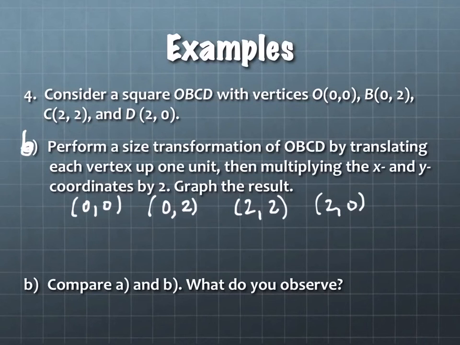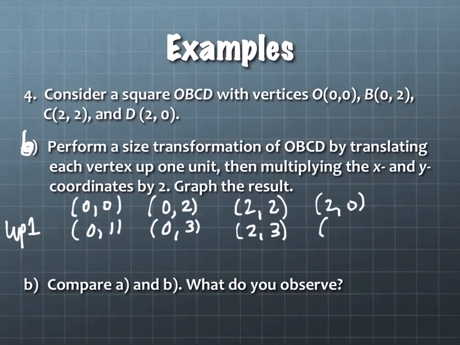Okay, so the first thing we're going to do is translate up 1 unit. So up 1 unit, did I read that right? Up 1? What is up 1 going to do again? Add 1 to the y value. So I've got (0, 1), I've got (0, 3), I've got (2, 3), and I've got (2, 1).